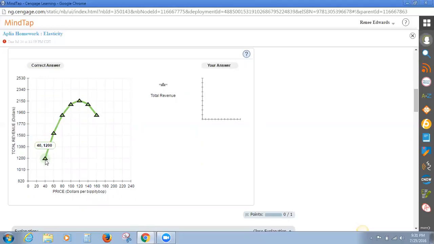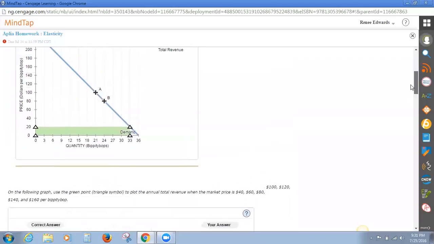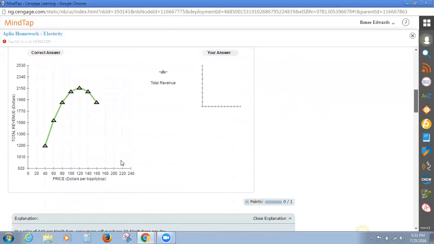And the way they got that was they took the price of 40. So at 40, how many units am I going to sell? You can go back up to here. At a price of 40, we're going to sell 30 units. So 40 times 30 is the 1,200. So to plot that point, the price is 40. When the price is 40, total revenue is 1,200. And so this is just a total revenue curve.